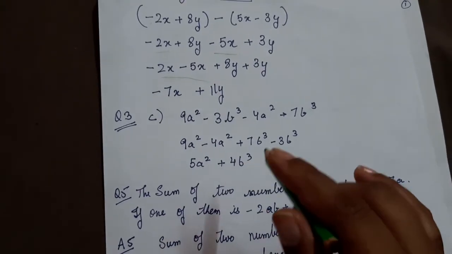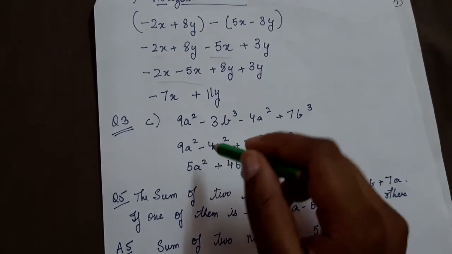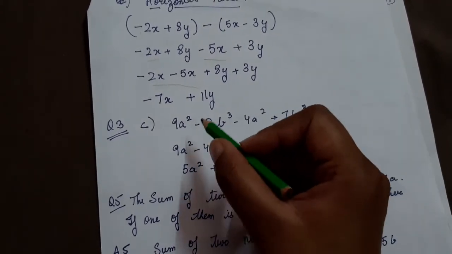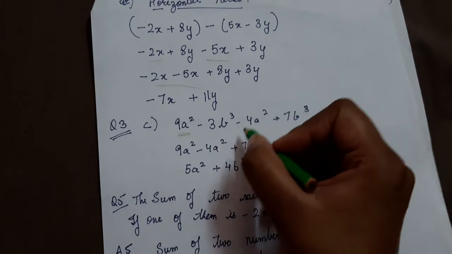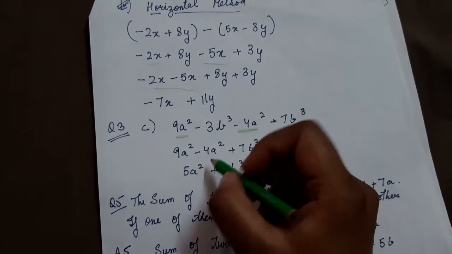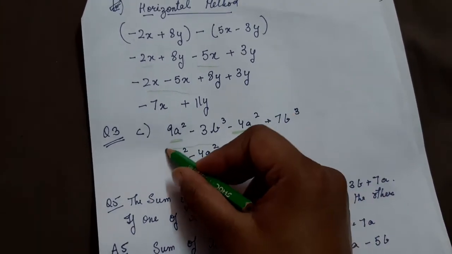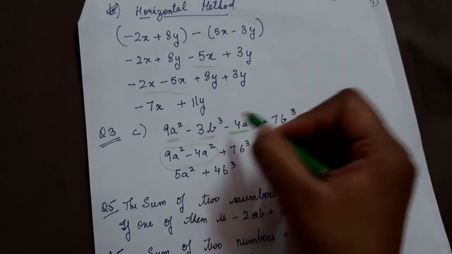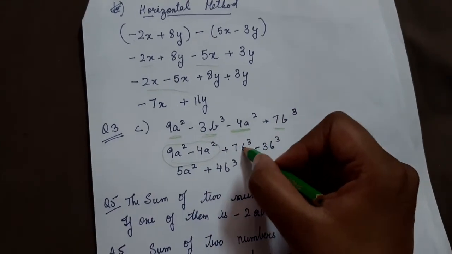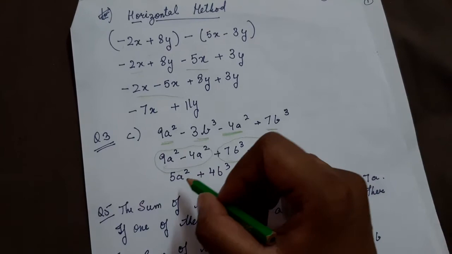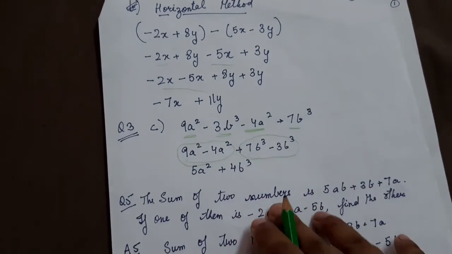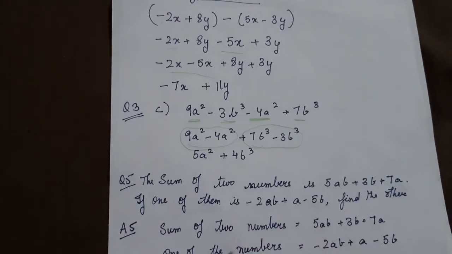Now there is a question to simplify. When we need to simplify, again we will do that. Only we will collect the like terms, like 9a square minus 4a square. So I have written that first. Then minus 3b plus 7b, I have written that. 5a square plus 4b cube. Now I've just taken an example, question number 5.